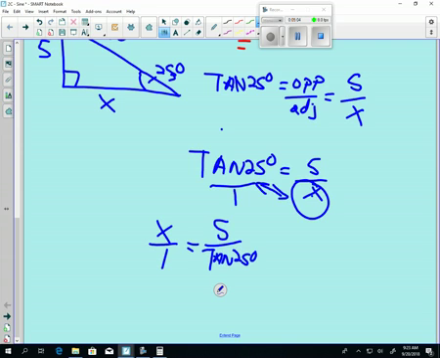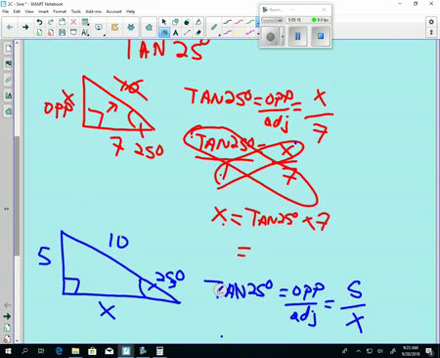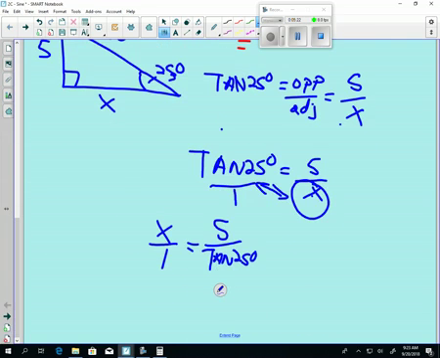So now, instead of multiplying 10 by 25, I'm dividing 5 by tan 25. That's going to give you the correct answer. Okay? So when your unknown's on the top, you would multiply. When your unknown's on the bottom, you would divide. It's just a little thing you can remember. Any questions?